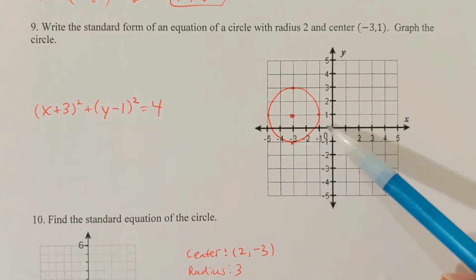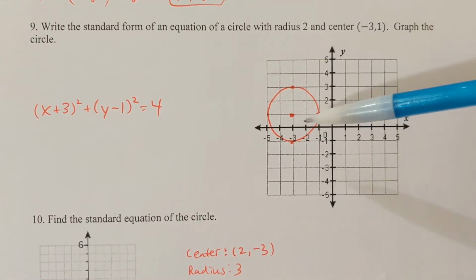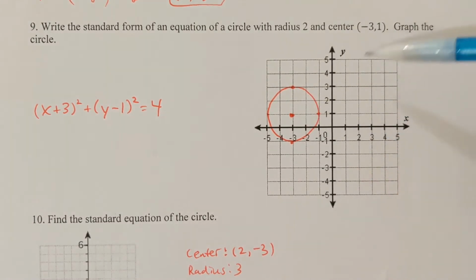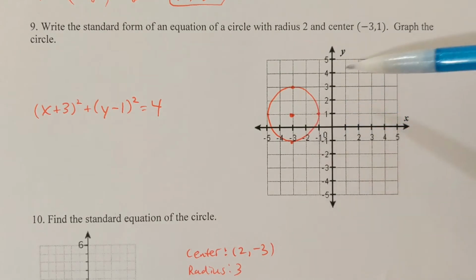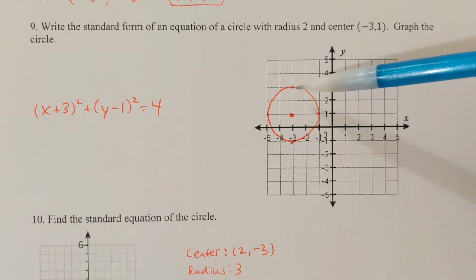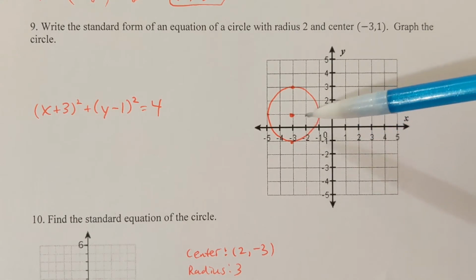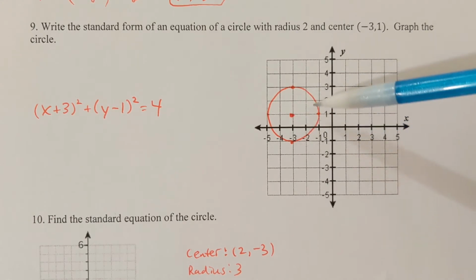So I've got a circle of radius 2, and the center point is located at (-3, 1). Okay, so (-3, 1), and then using a radius of 2, I gather up 4 points around the center usually, and then draw the circle as best I can.